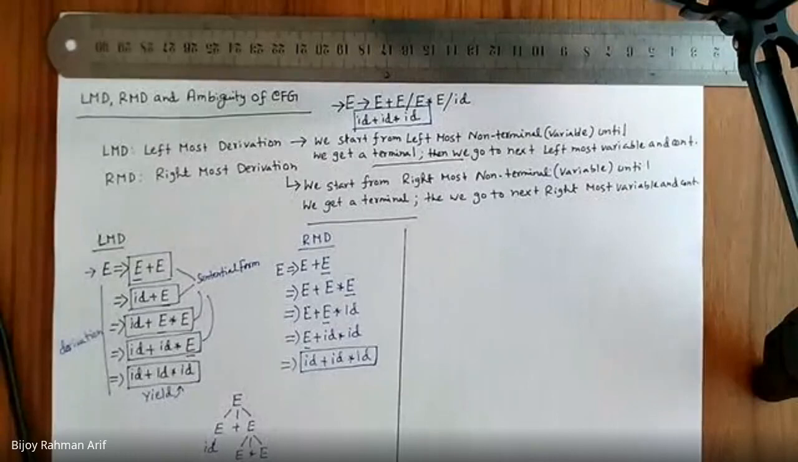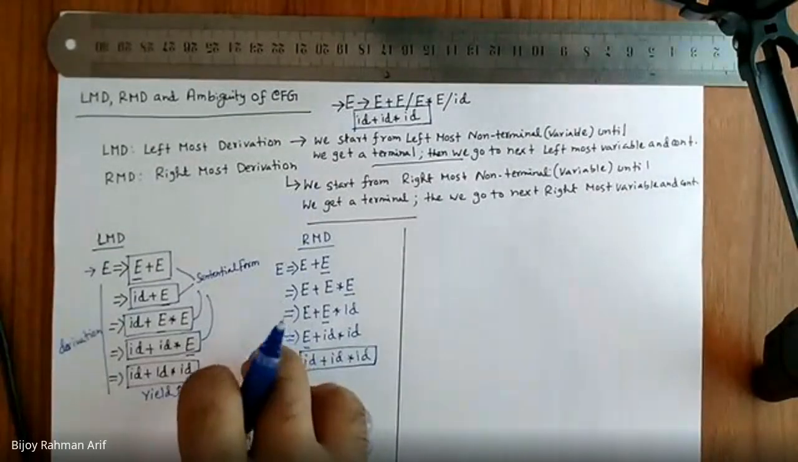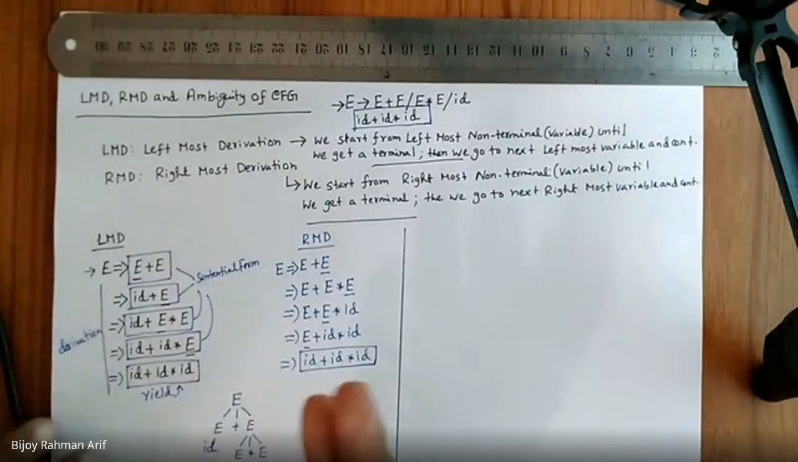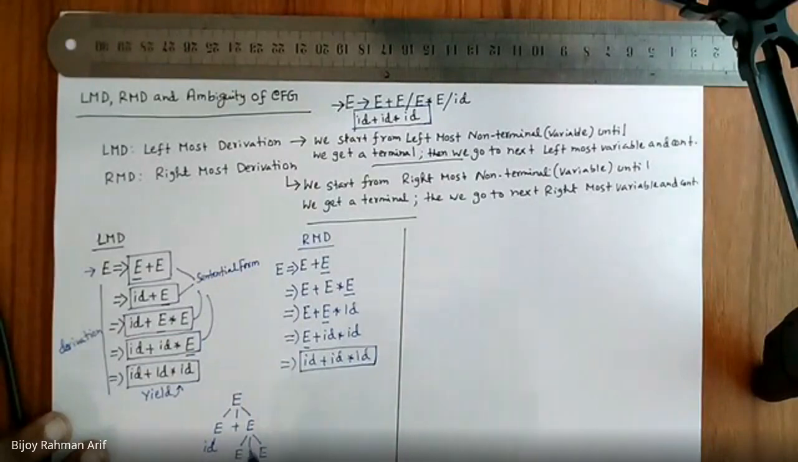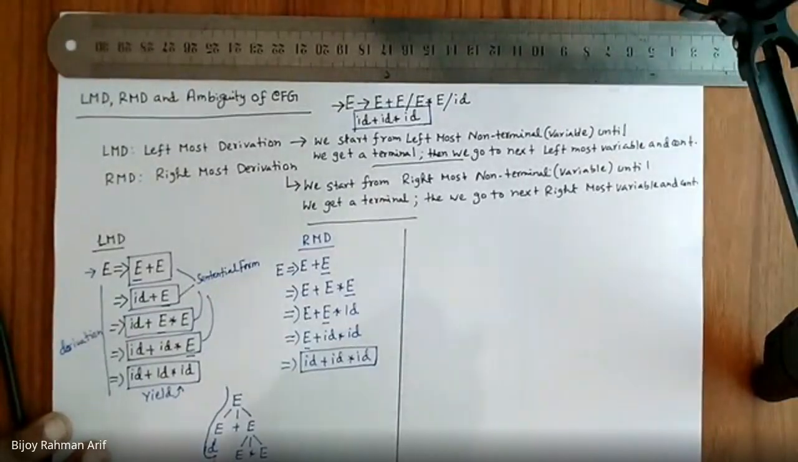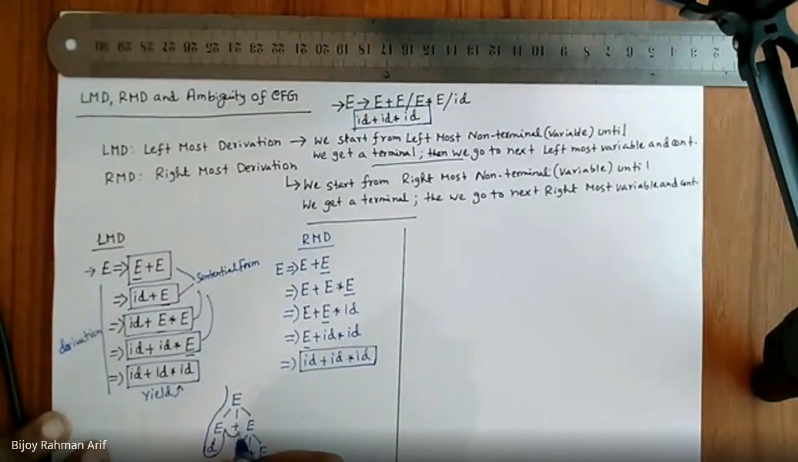Now, how do you make sure that this parse tree actually has the same yield? You have to read from top to down, left to right. If you read from top to down, at first you get ID. You are only considering the terminals. So you get ID plus ID star ID. So I also get the desired result.